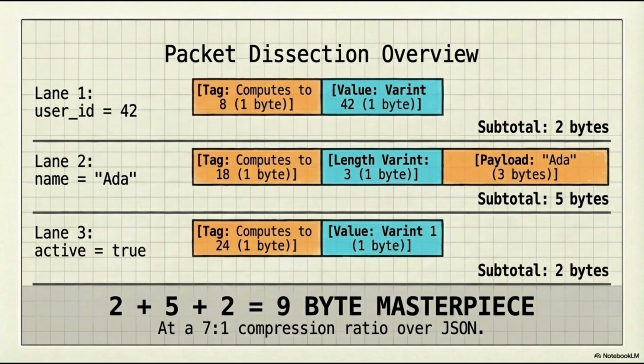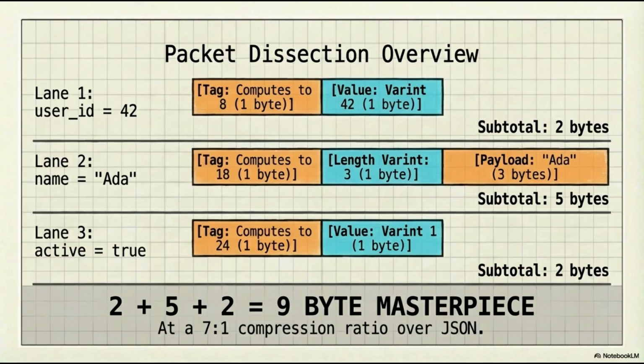Okay, the user ID is field 1, wire type 0 for a varint. The tag computes to 8, which fits in 1 byte. The value 42 also fits in one varint byte, so that is 2 bytes total. Next, the name string, Ada, field 2, wire type 2 for length delimited. The tag computes to 18, which is 1 byte. The length of Ada is 3, which fits in one varint byte, and the string itself is 3 bytes. 1 plus 1 plus 3 gives us 5 bytes total for the string field.